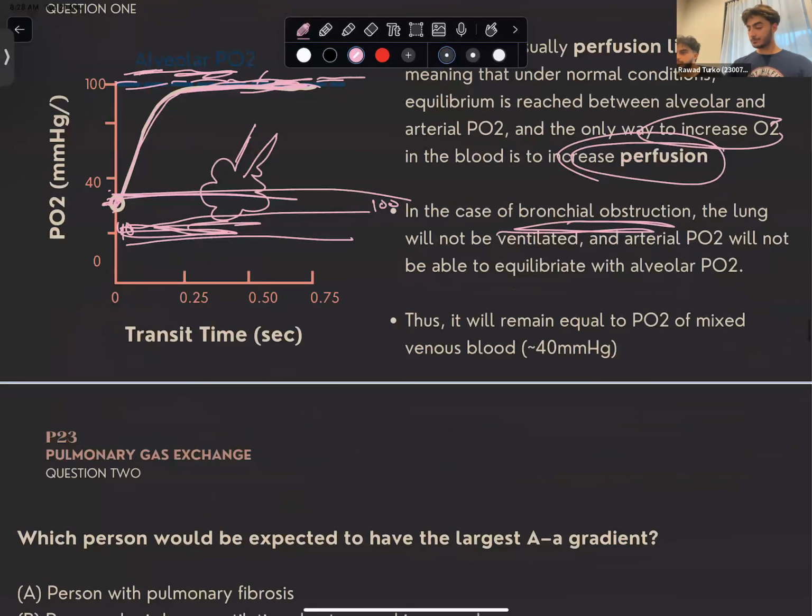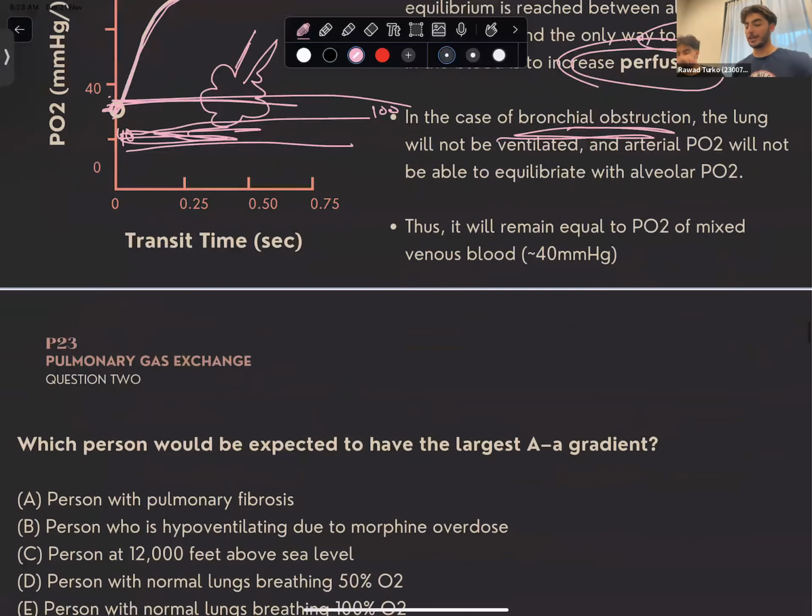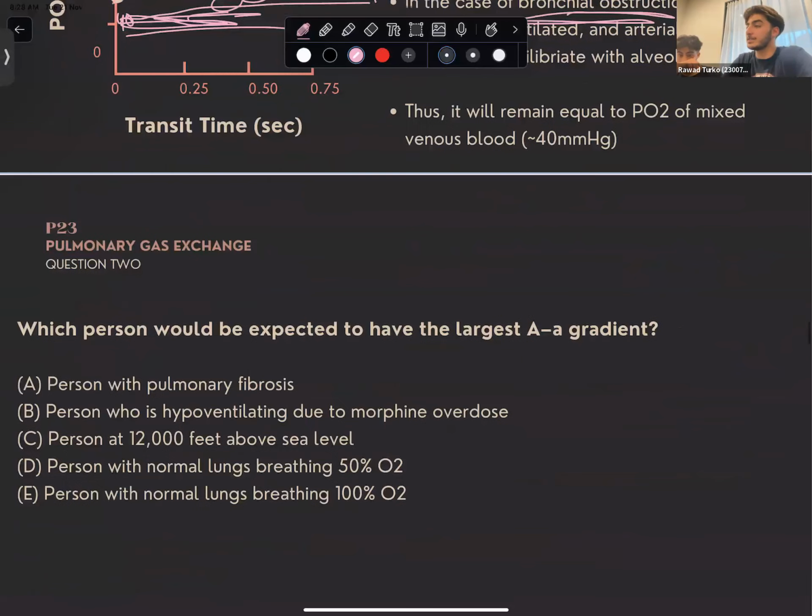All right. Second question from pulmonary gas exchange. Which person would be expected to have the largest AA gradient? Which means basically the biggest difference between the alveolar and the arterial pressures of oxygen.